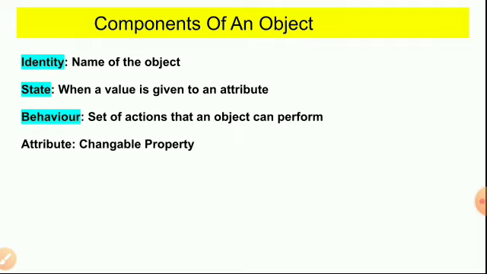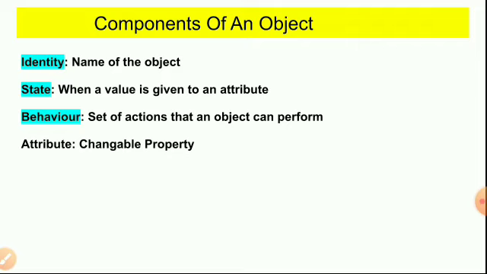Now identity means the name of a particular object. Suppose I have two dogs in my house. Both are dogs, but let's say one dog's name is doggy one, and the second dog's name is doggy two. So that is what is meant by identity. Next is state.